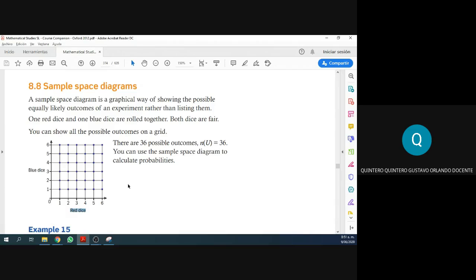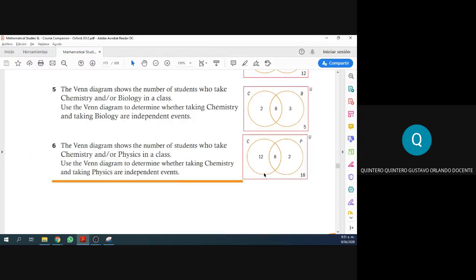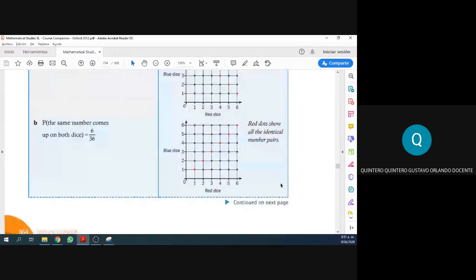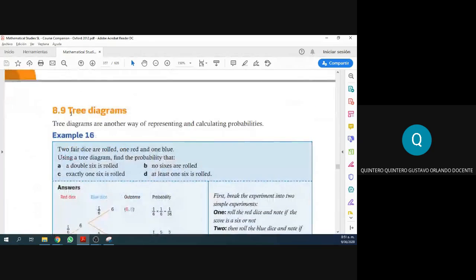The IB is going to ask you about these sample space diagrams, but maybe just one question. About the Venn diagrams, a lot more questions. But about these three diagrams, this is where the real questions are going to come from. So please pay as much attention as you can, guys. All right, here it comes.